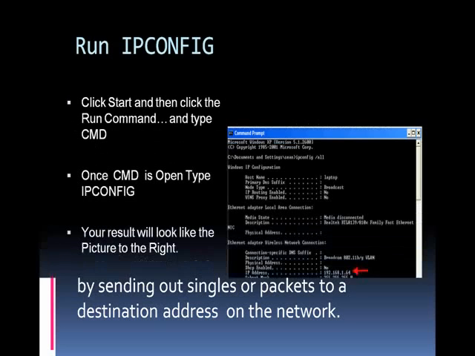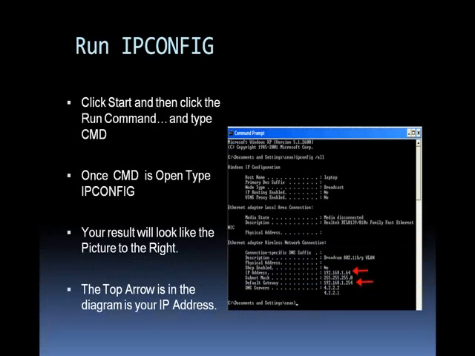programs. Right here is a screenshot of Ipconfig, and also it tells you how to go about using Ipconfig. You always want to go to start, and click on the run command, which pretty much everyone by now should know how to do, and type in cmd. Now once the program opens up command prompt, you type in Ipconfig, and if you can see in the diagram we'll have the arrows. The top arrow is your IP address.